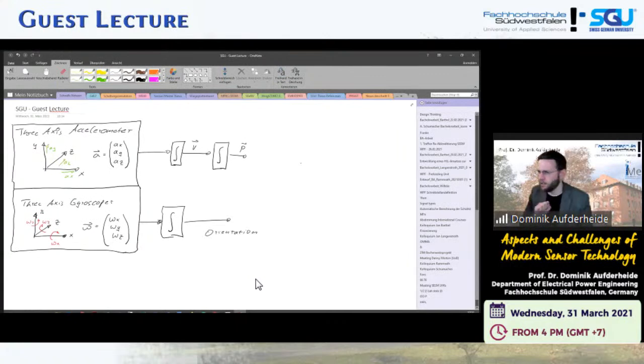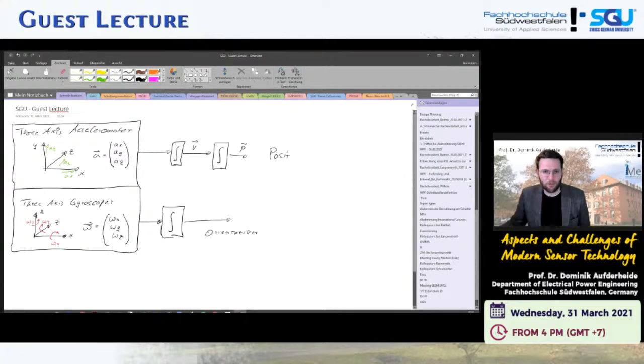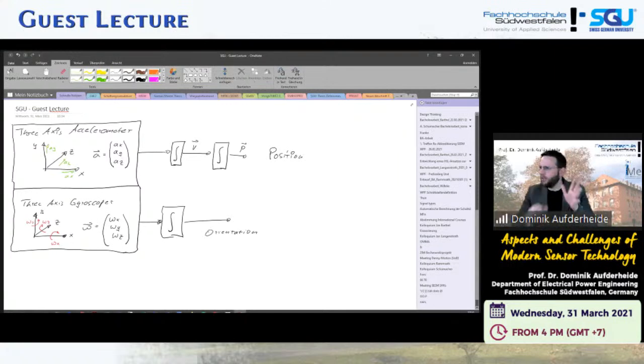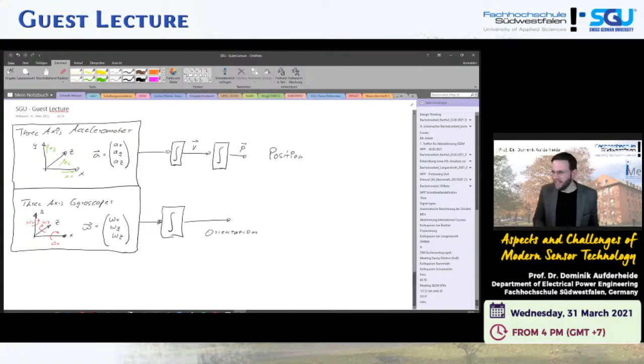But this is not 100% correct. When we say, okay, this would be position here, this is not 100% correct. Why? What do we need to take into consideration as well? From the general background, it's clear, but what do we need to take into consideration as well? Somebody knows, or has an idea what we forgot? Yeah, we need to talk a little bit about coordinate systems when we do so.